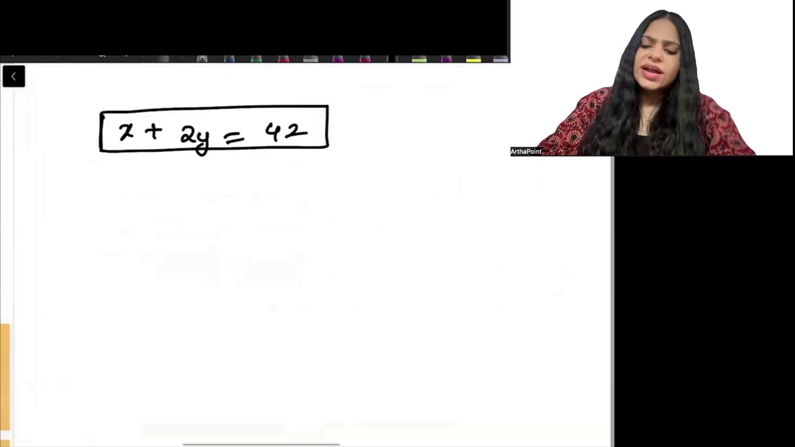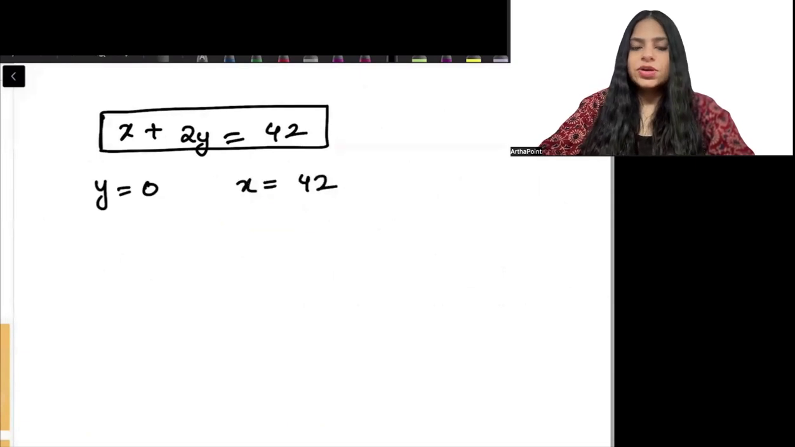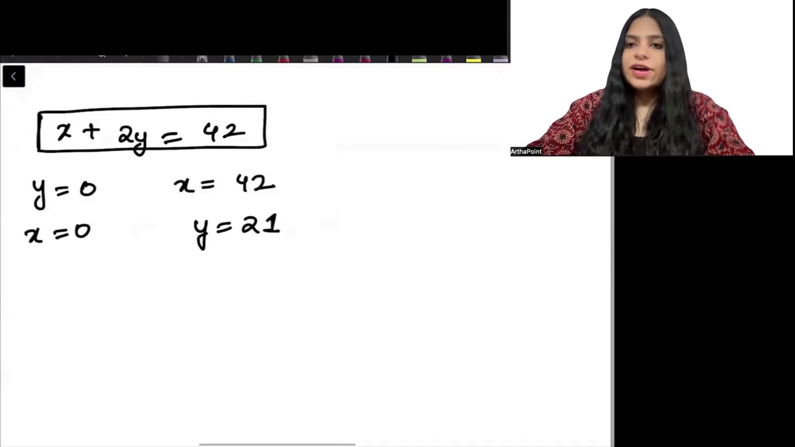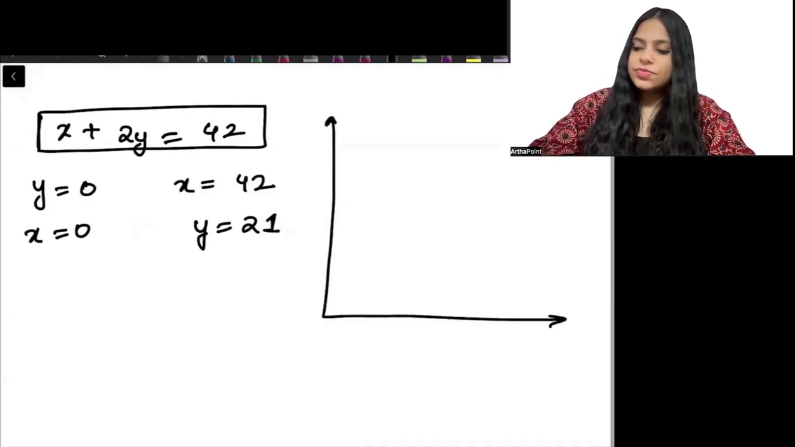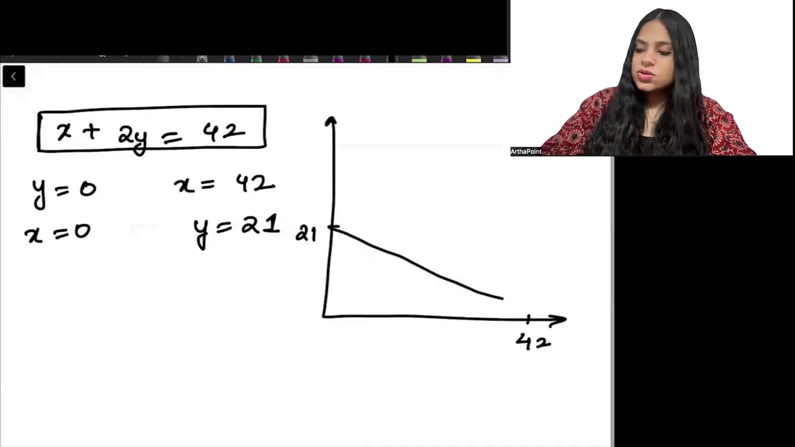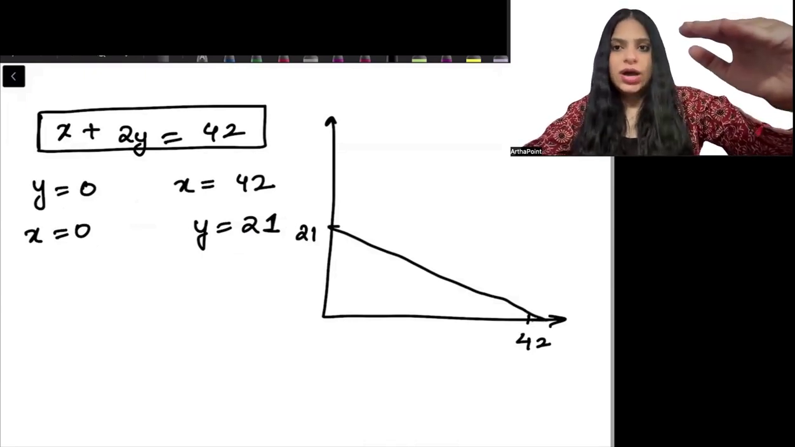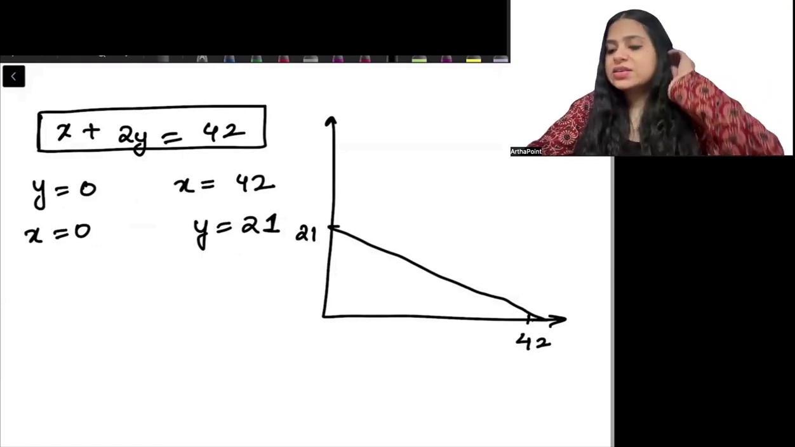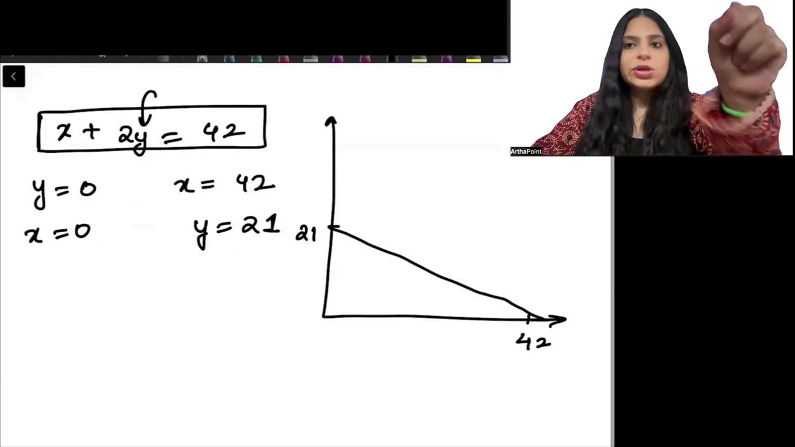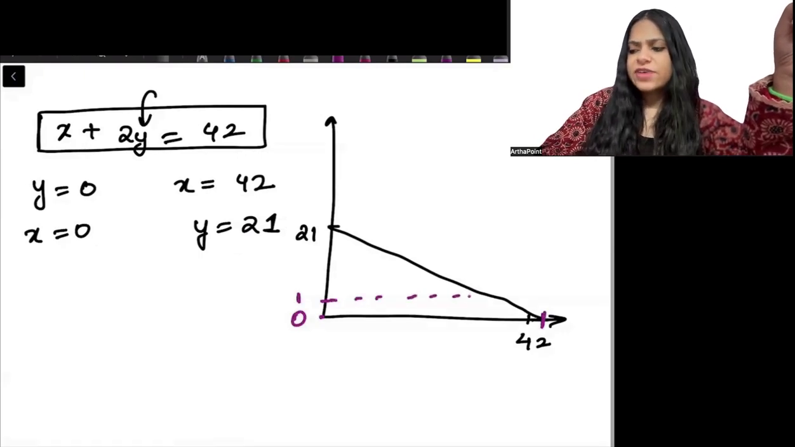Now just try to understand that when y is 0, x will be 42, right? And when x is 0, y will be 21, right? So if I were to build a line around it, I can have 42 here and 21 here, and I get this line. And y can take 21 values. For every value of y I fix, I get one unique value of x. If I fix y at 0, I get x as 42. If I fix y as 1, I will get some value of x.